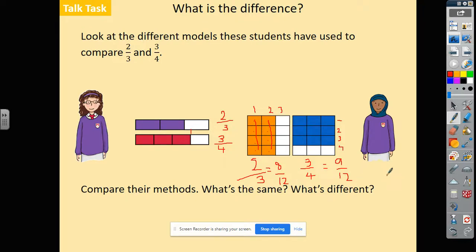Well, what's the difference? Well, the difference between 8 twelfths and 9 twelfths is 1/12. So I know this is 1/12 bigger than this. So it allows us to compare the fractions, but a little bit more accurately. I can actually say how much bigger it is.